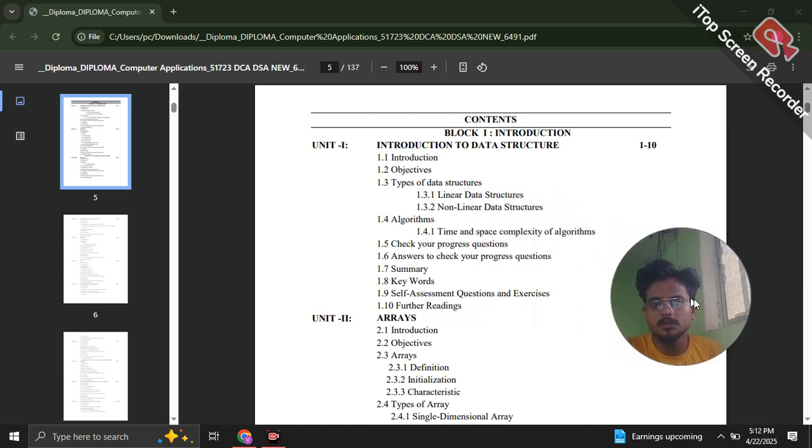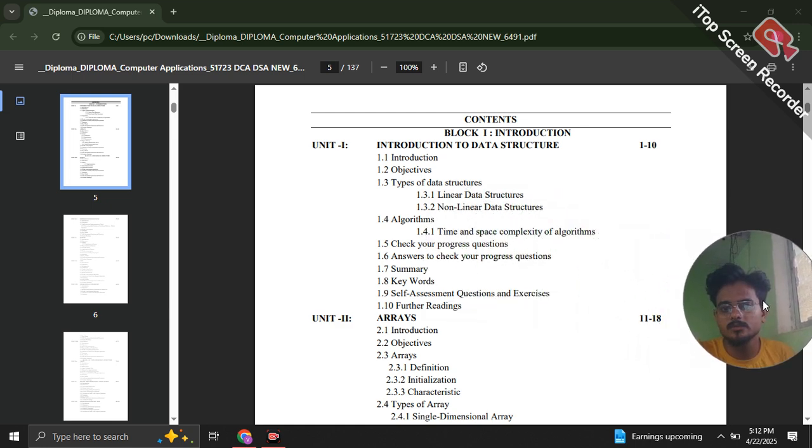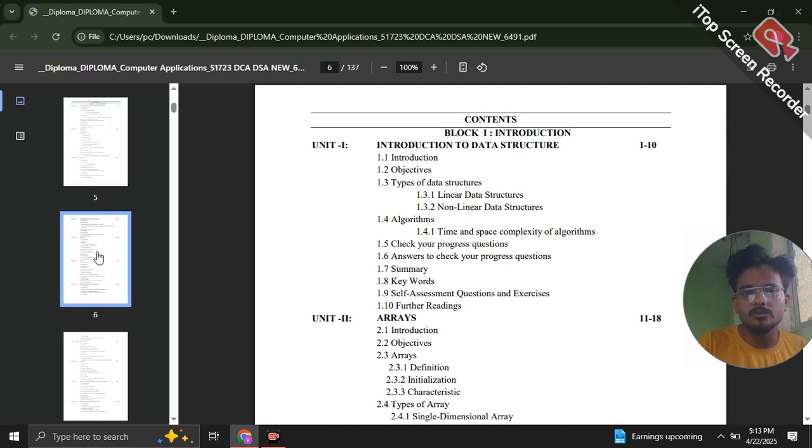Let me scratch this to this place. So okay guys, in this video we will study data structure and some of the contents are given here. First is introduction to data structure, and there are 10 topics: introduction, objectives, types of data structures, algorithms. So without wasting our time, let's move to next page.